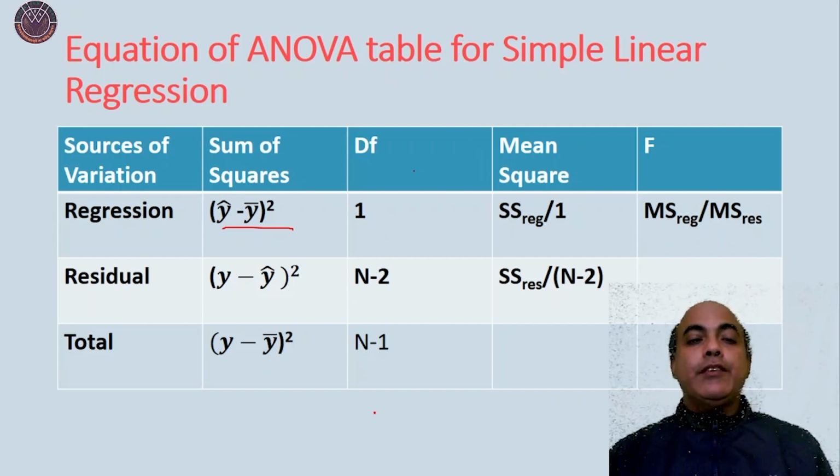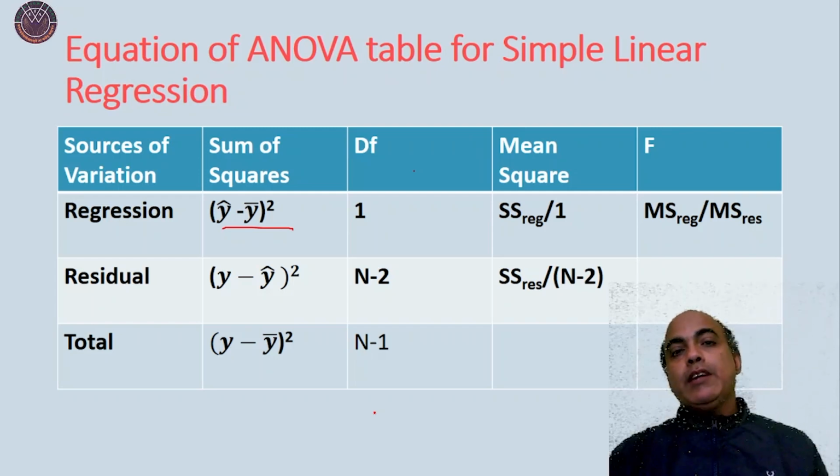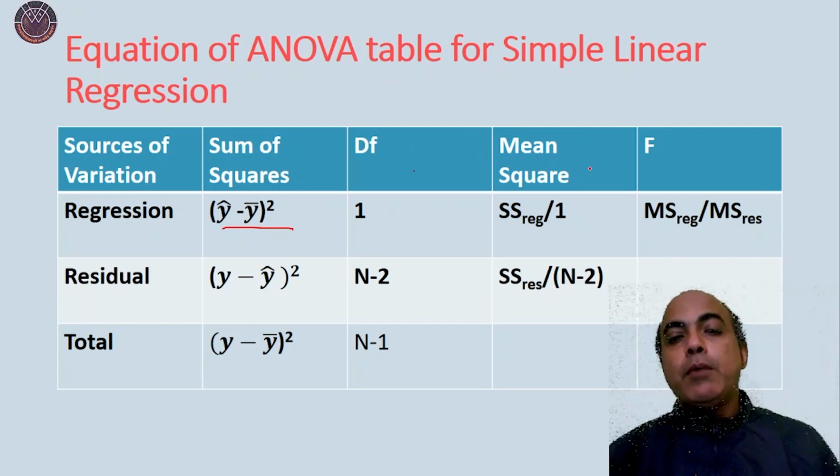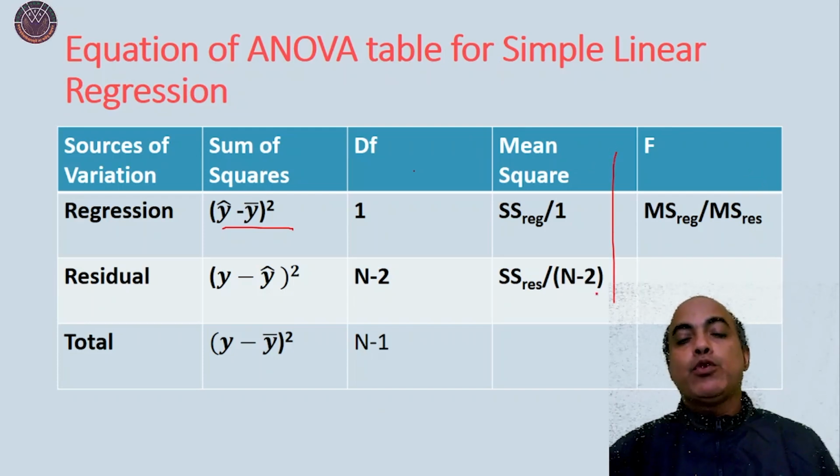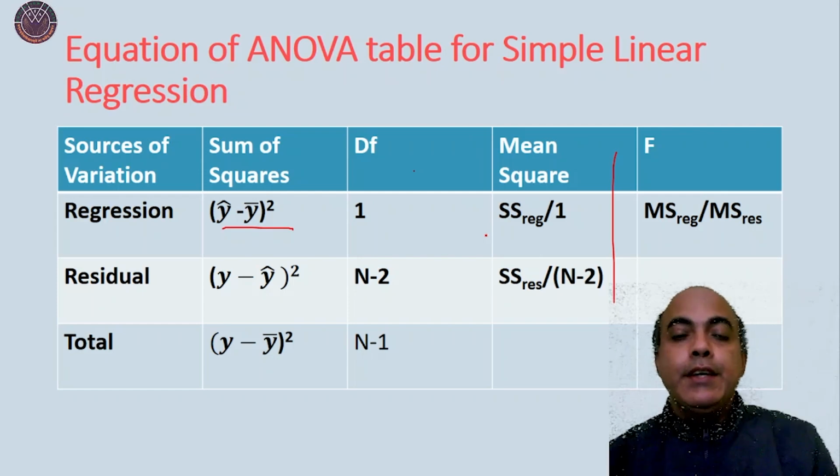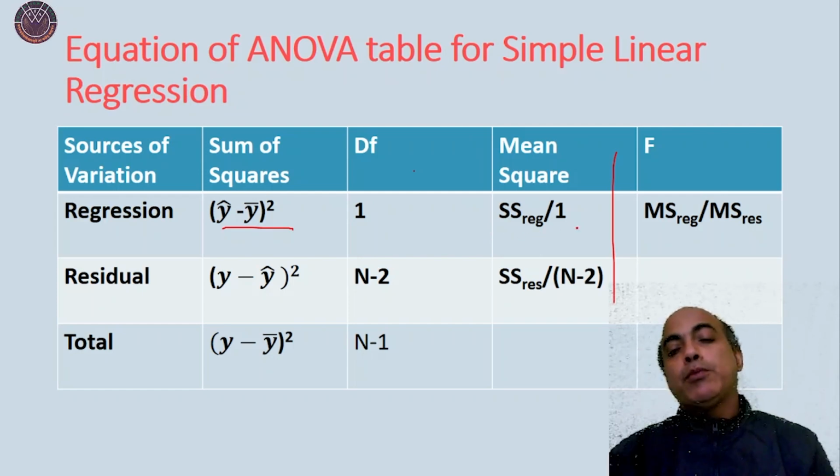So in our case, when you add 1 plus n minus 2, we get n minus 1. In our case it will be 10 minus 1, that is only 9. Now the next column is about mean squares. Mean square is obtained by dividing the respective sum of squares by their respective degrees of freedom.